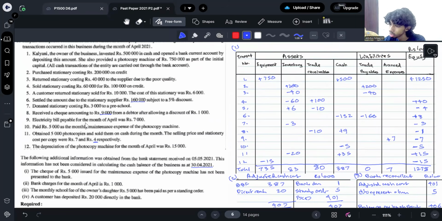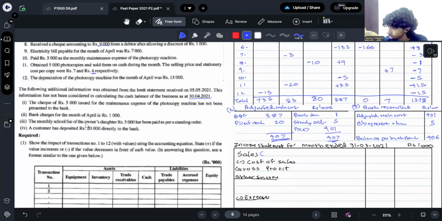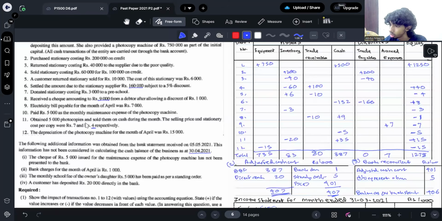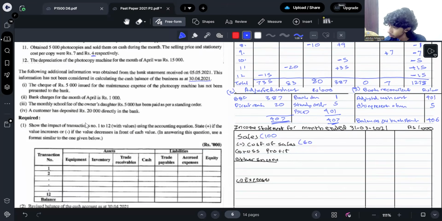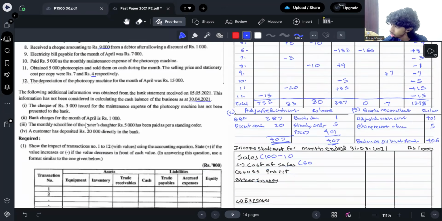Fourth one, sold stationery costing 60,000 for 100,000 on credit. Okay, so there the sale value is 100,000. The cost of that sale is 60,000. A customer returns stationery sold for 10,000. So sales will be minus 10. The cost of the stationery is 6,000. Cost of sale minus 6.